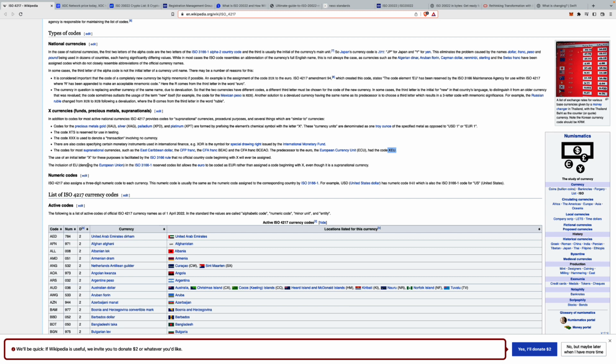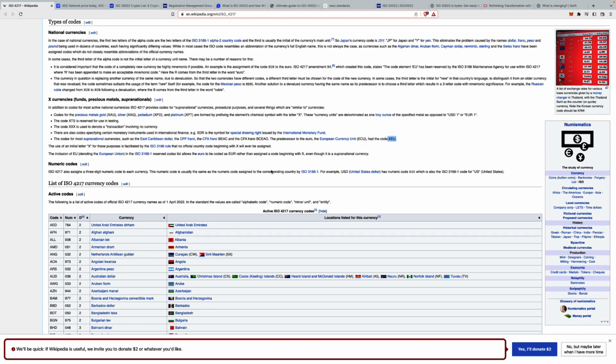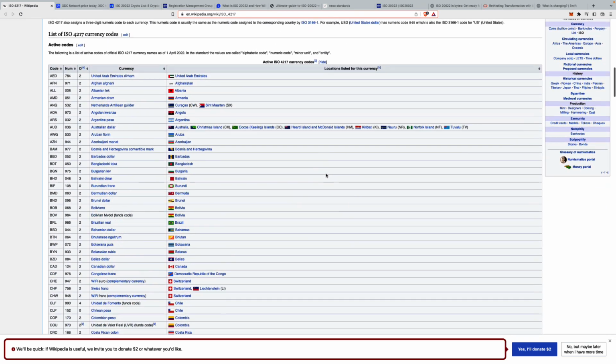The use of an initial letter X for these purposes is facilitated by the ISO 3166 rule that no official country code beginning with X will ever be assigned. The inclusion of EU denoting the European Union in the ISO 3166-1 reserved codes list allows the euro to be coded as EUR rather than assigned a code beginning with X, even though it is a supranational currency. There we go. So X, right?